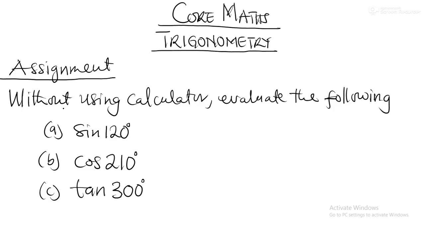So the question: without using a calculator, evaluate the following. We have sine 120 degrees, cos 210 degrees, and tan 300 degrees. Before we begin, we have to bear in mind that we were not supposed to use a calculator.